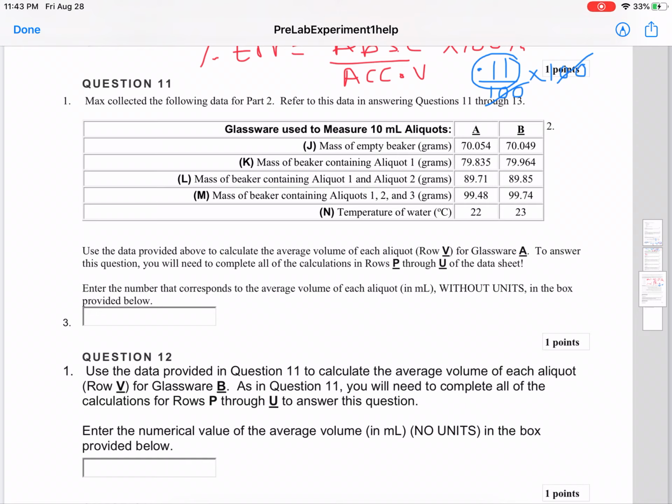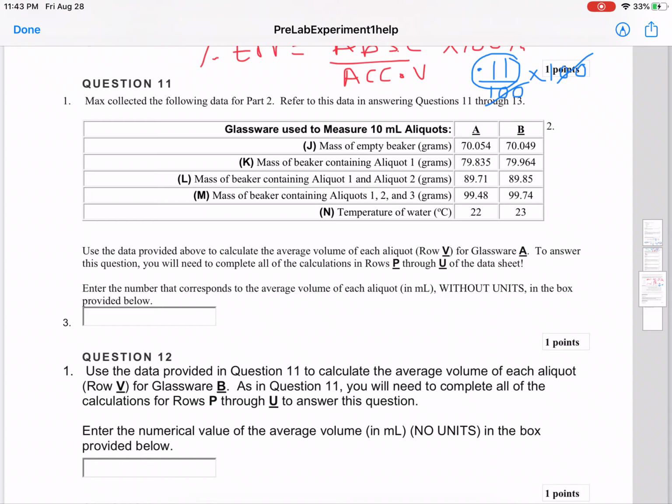Use the data provided above to calculate the average volume of each aliquot, row V for glassware A, to answer this question. You will need to complete all of the calculations in rows P through U of the data sheet. This is referring to the data sheet in our experiment handout. Enter the number that corresponds to the average volume of each aliquot without units in the box provided. Now we need to do some calculations here.